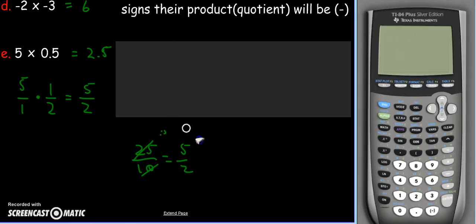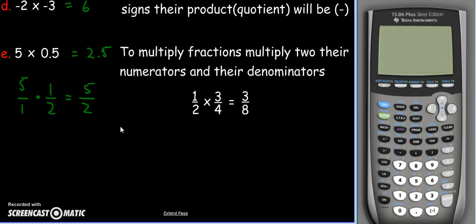So let's see if we can see a connection between the numerators and denominators. 5 times 1 is 5, and 1 times 2 is 2. So the rule for multiplying fractions appears to be to multiply their numerators and their denominators. So 1/2 times 3/4 is 1 times 3, which is 3, and 2 times 4, which is 8.